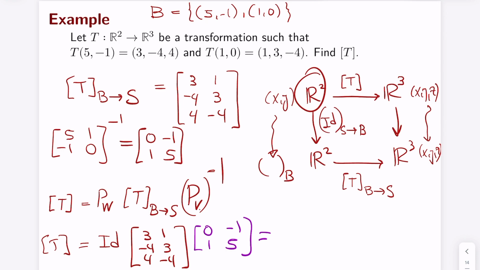We can actually abbreviate here. We know that multiplying by the identity is the same as nothing, so we can multiply just these two. Let's do that. So let's multiply this by this.